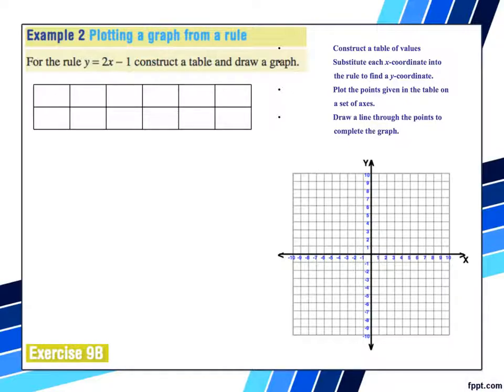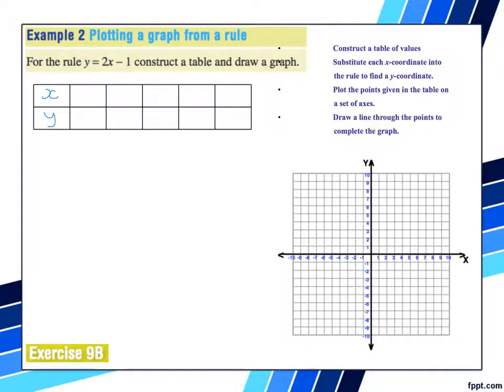They say plotting the graph for the rule. Now what I've done is I've put up those steps 1, 2, 3, 4 and 5. First of all, we're going to say construct a table for the values. So we're always going to have an x. Just use another color. I'm going to have my x value and my y value.